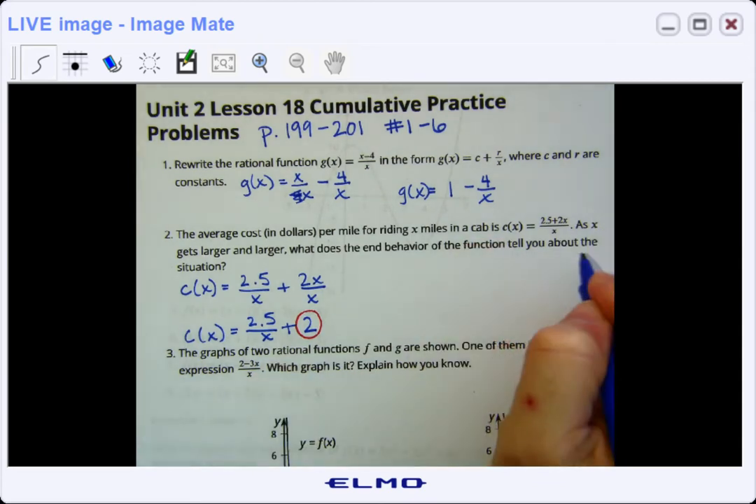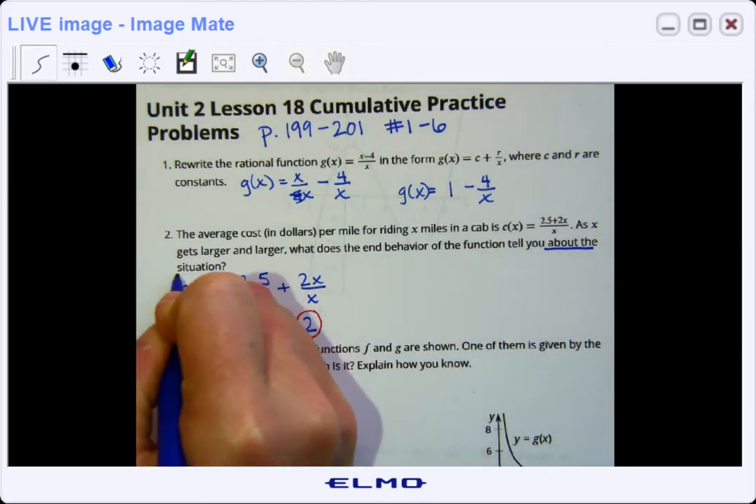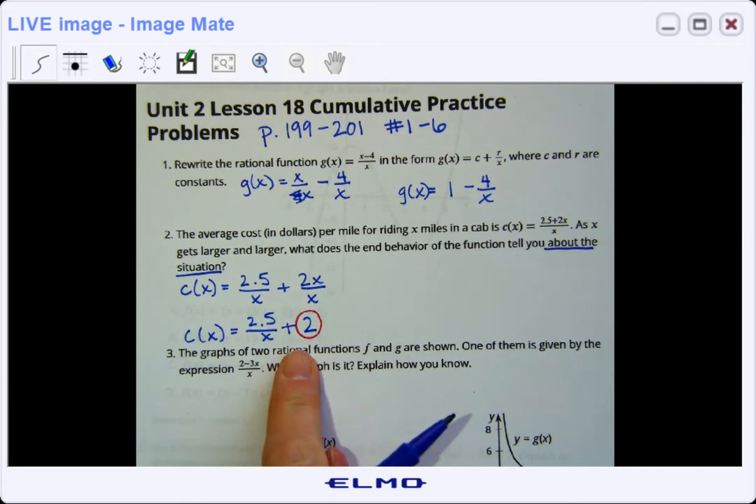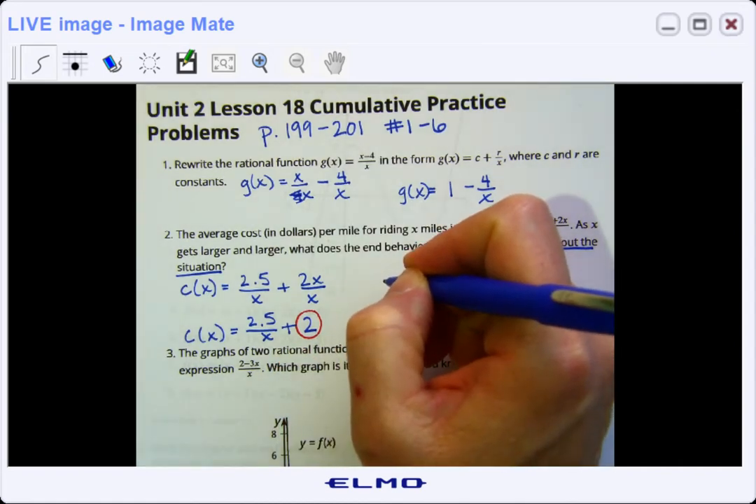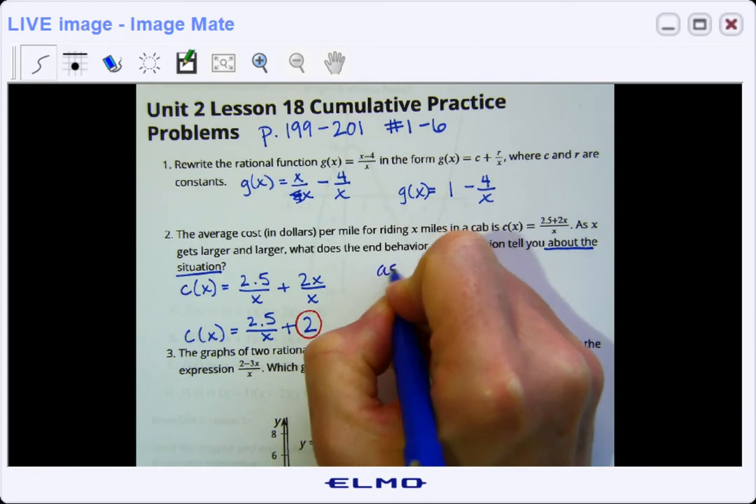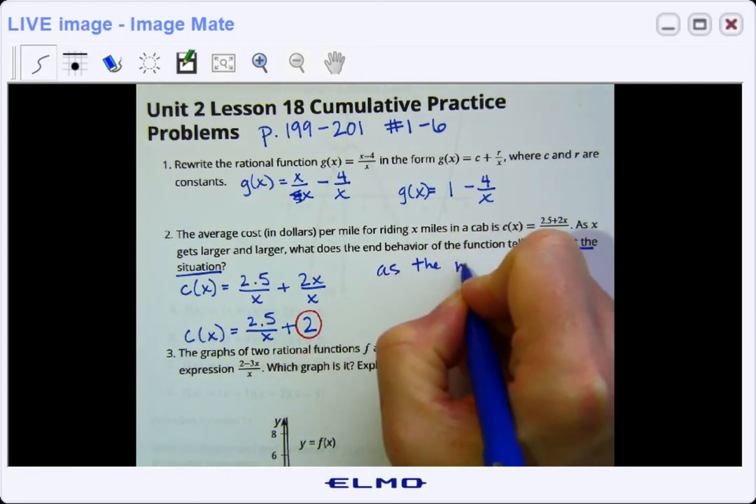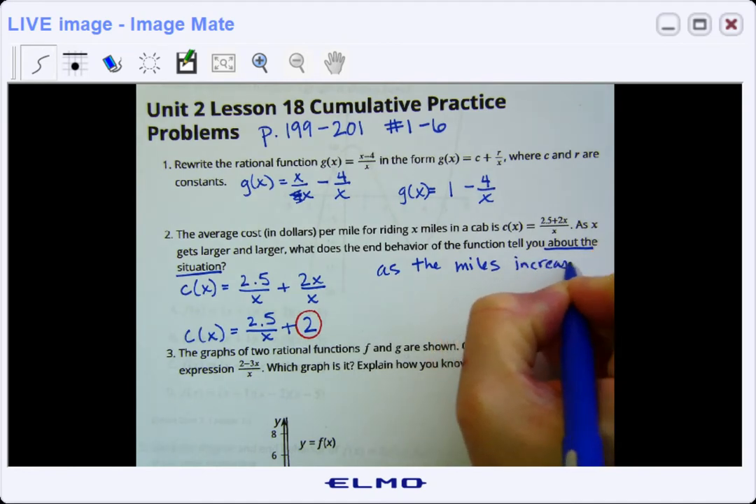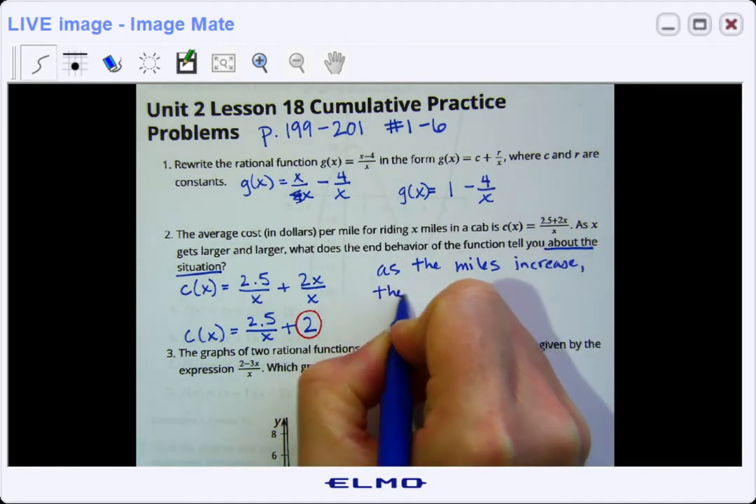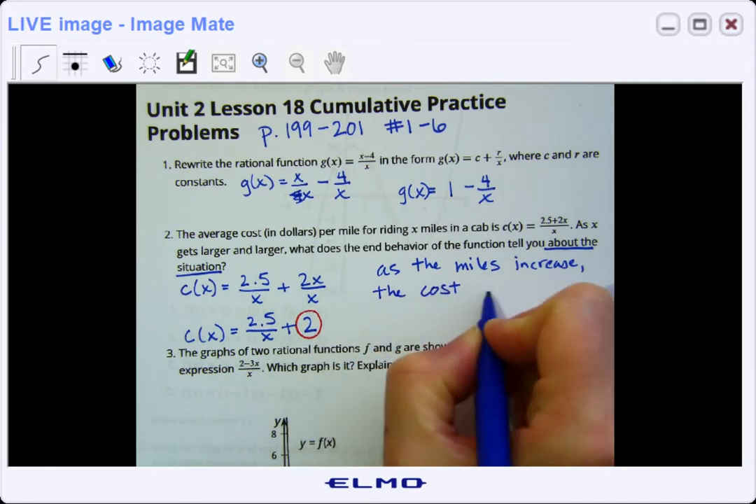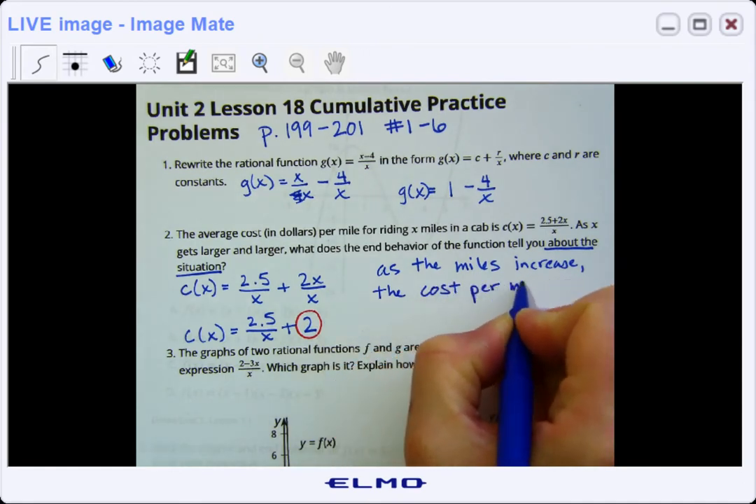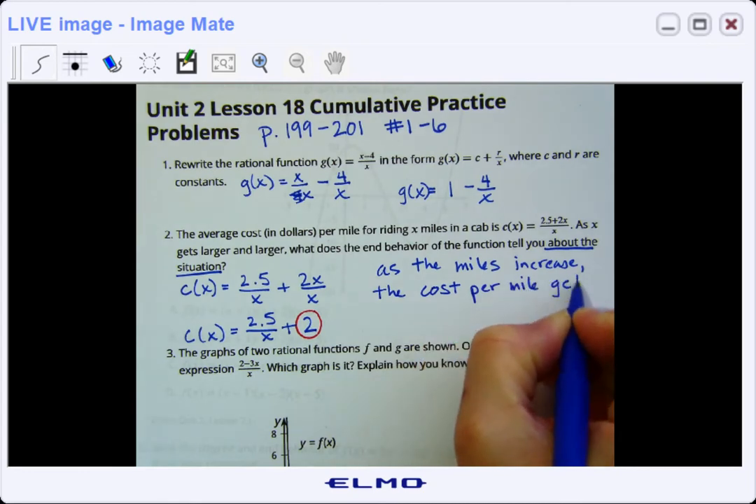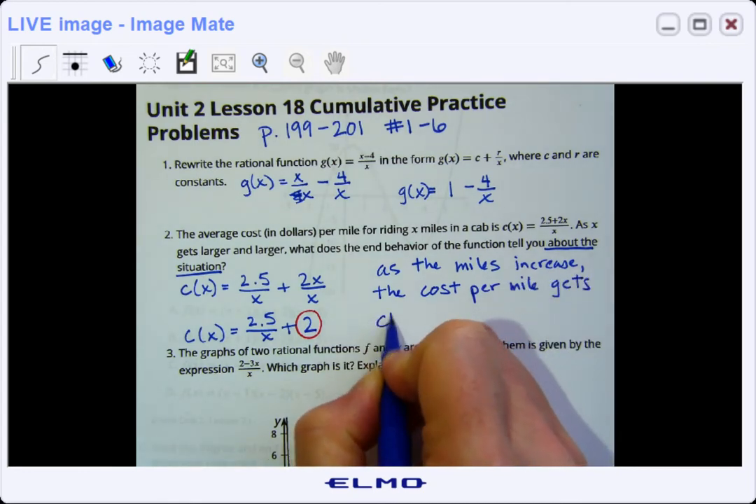So about the situation, though, remember this function represents the average cost per mile for riding in a cab. So I would say that as the miles increase, the cost per mile gets closer and closer to $2.